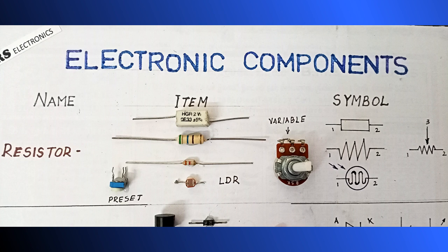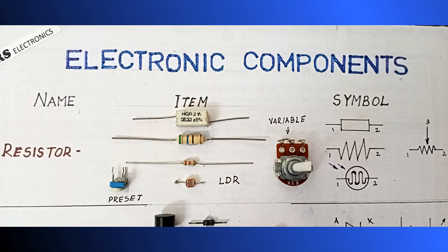Now to your left down, you see a blue component called a preset. A preset is nothing but a variable resistor in a small form, which is mounted on a PCB, that is, a printed circuit board. On your right side, you see a variable resistor which looks a little bigger in size, with a plastic shaft on it. You can see this in your amplifiers and radios, for the volume controls, treble, bass controls and all these controls. Those are all variable resistors. So this is one type.